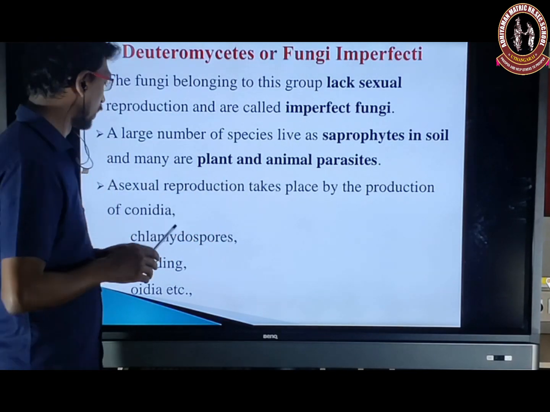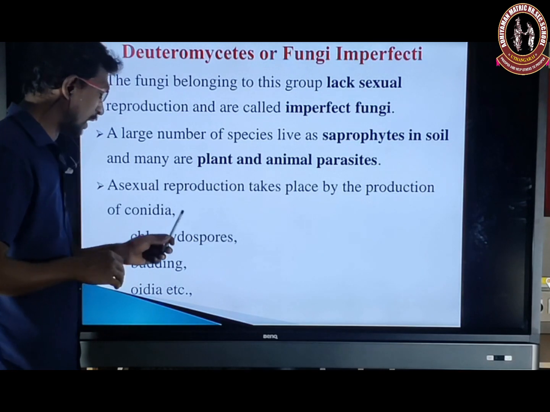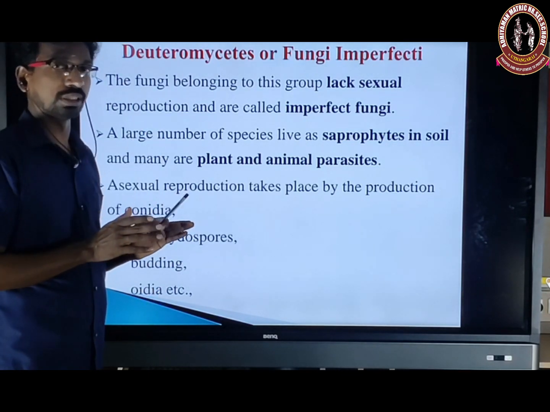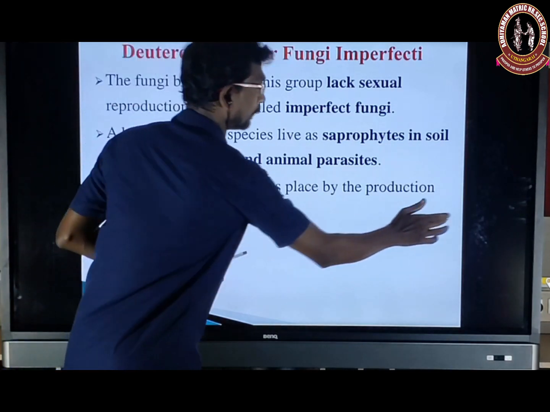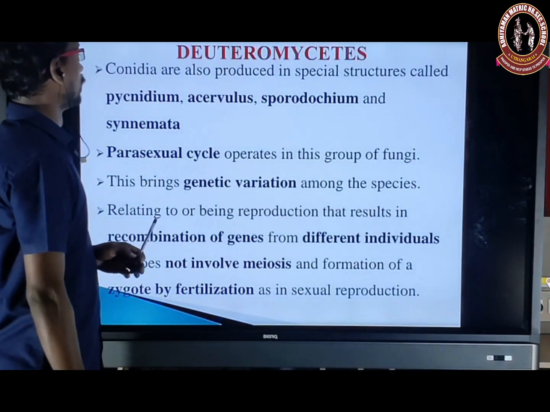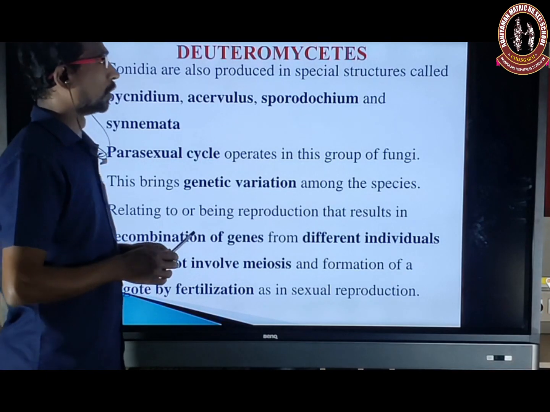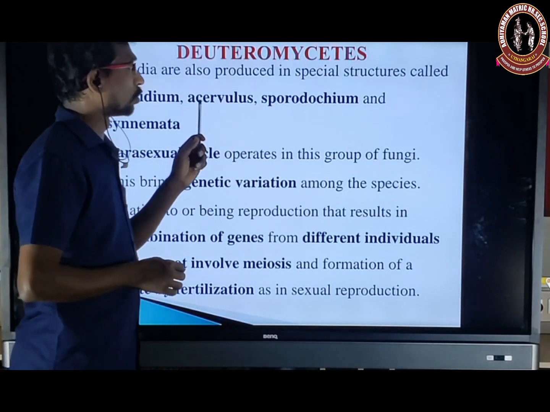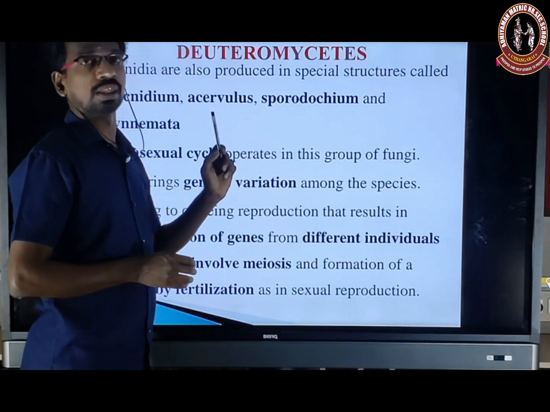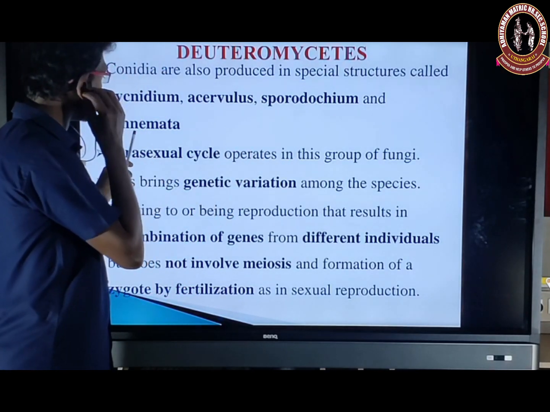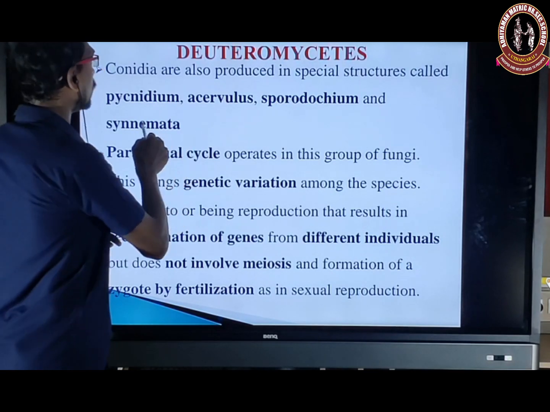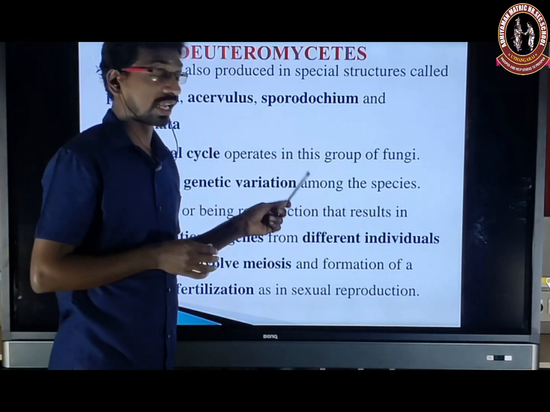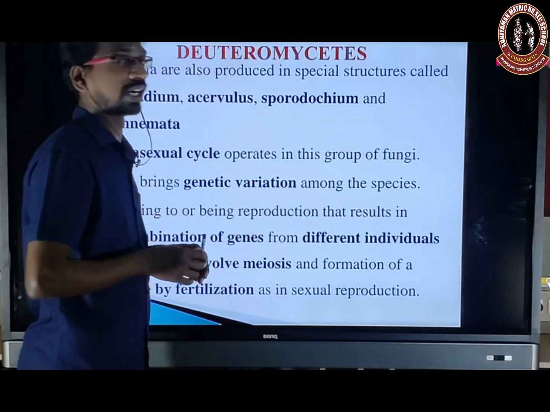Asexual reproduction is by the formation of conidia, chlamydospores, budding and so on. These are all things we already discussed; you can see the previous video. The conidia are produced in special structures called pycnidium, as well as sporodochium and synnemata. So these are the conidia-forming structures. And the parasexual cycle operates in this group of fungi.